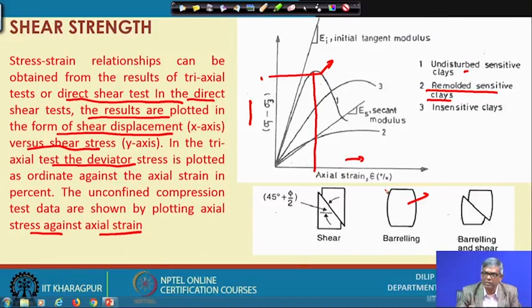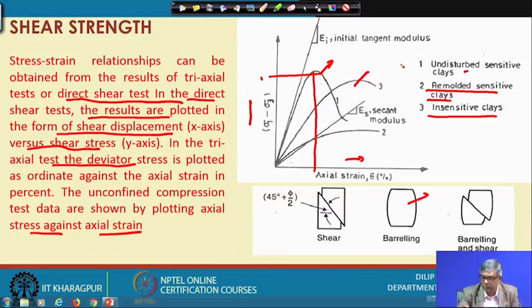So, if barreling occurs, that means we allow a maximum of up to 15 to 20% strain and then you terminate the test. Similarly, there is another sample, the third one, that is insensitive clay. It will have a comparatively increase of stress with increase of strain, greater than this one but lower than this one, and it will reach a peak, then sometimes decrease in value or it may continue constant. So, that is another type of soil, that is insensitive.